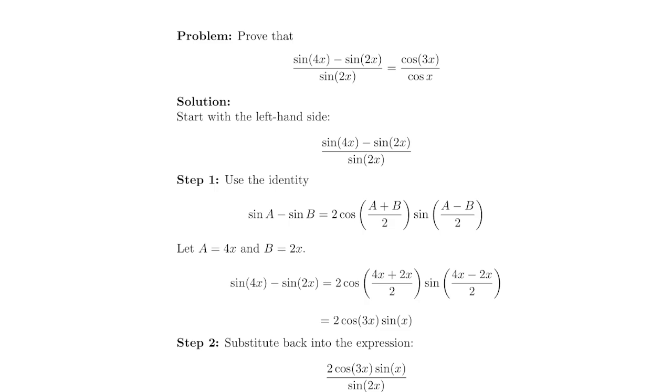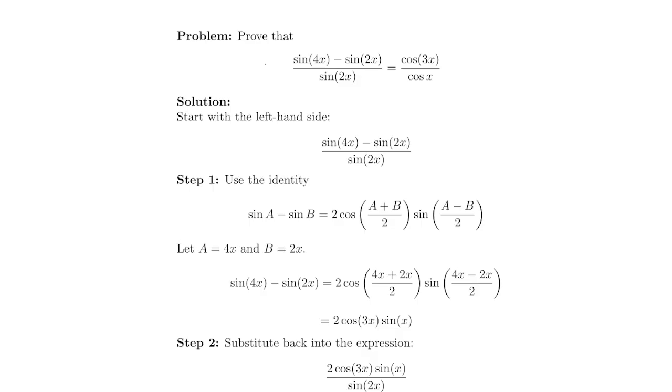In this video, we want to prove that (sine of 4x minus sine of 2x) over sine of 2x equals cosine 3x over cosine x. We're going to start with the left-hand side, and we're going to use the fact that sine of a minus sine of b is equal to 2 cosine of (a plus b) all over 2 times sine of (a minus b) all over 2. Here, a is going to be 4x and b is 2x.